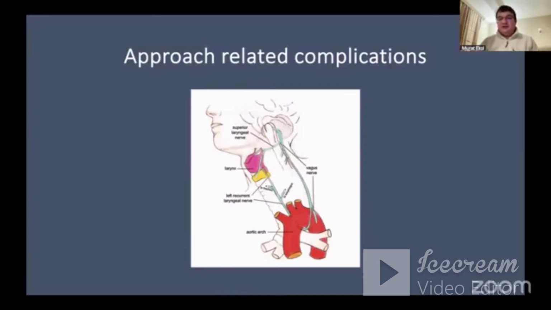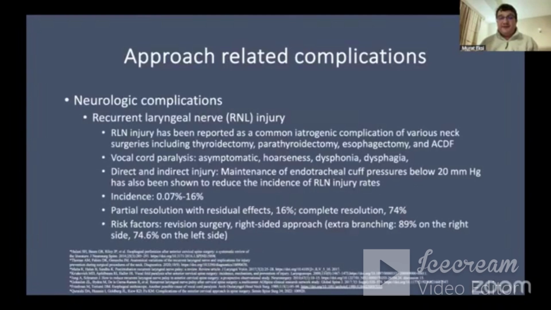This is an anatomical drawing. It depicts that the recurrent laryngeal nerve and superior laryngeal nerve derive from the vagus nerve, but the recurrent laryngeal nerve has a longer course. It goes under the aortic arch and then ascends to the inferior part of the larynx, and it's just in front of us during our surgery.